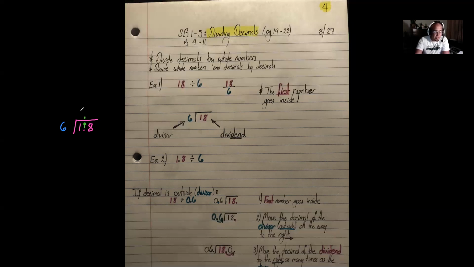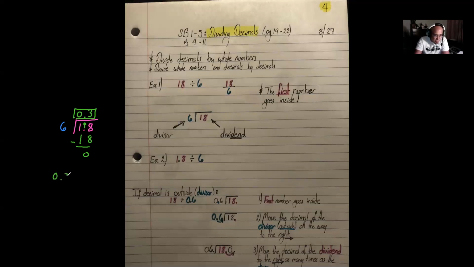6 goes into 1 0 times. So I'm going to move on. 6 goes into 18 3 times. 6 times 3 is 18. So I'm ignoring the decimal, obviously. And that would be my answer. My answer would be 0.3.